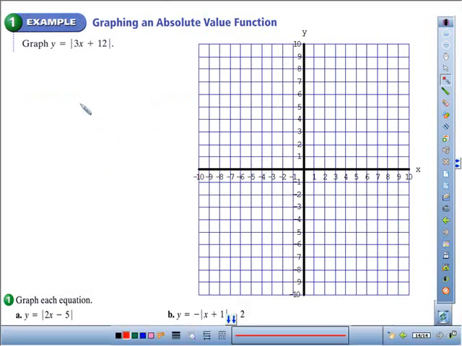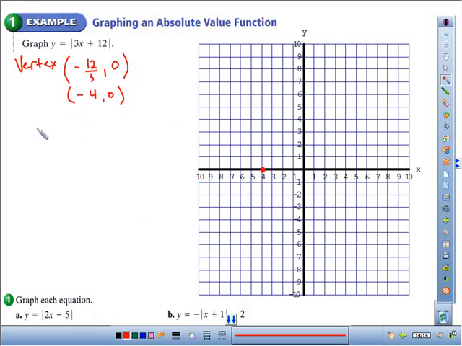Now, let's graph this right here. Well, we need to find the vertex first. To find the vertex, negative b, which is 12, over m, which is 3. No number outside here, so c is 0. Simplify this, so we get negative 4, 0. So let's plot negative 4, 0. Negative 4, 0 is right there. There's our vertex.